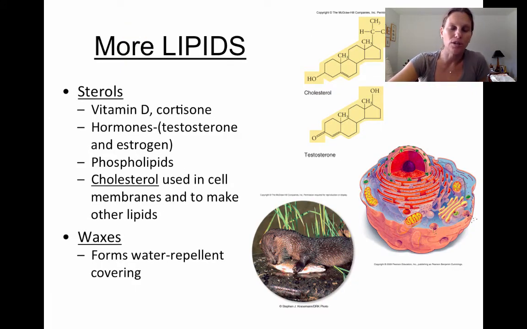Okay, switching gears, leaving the triglycerides and looking for a minute at the sterols and the waxes. So sterols, this is where we find our steroid hormones, cortisone being one of them, estrogen, testosterone, those guys. Progesterone is a steroid hormone. Pregnenolone is a steroid hormone. Vitamin D actually is a sterol. It's a steroid. It's a hormone-like vitamin, which is interesting.